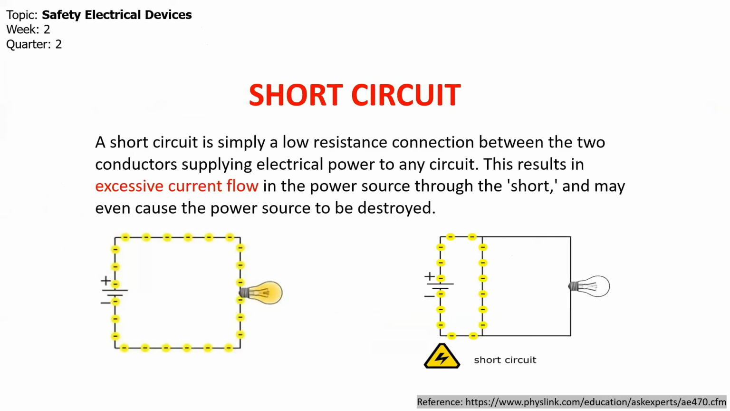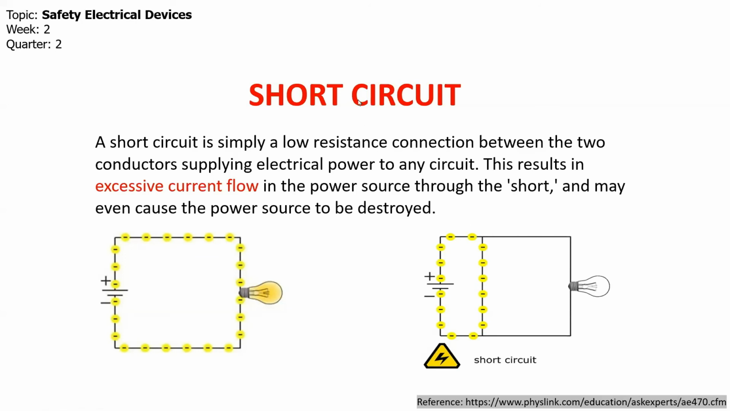A short circuit is simply a low resistance connection between the two conductors supplying electrical power to any circuit. This results in excessive current flow in the power source through the short and may even cause the power source to be destroyed.